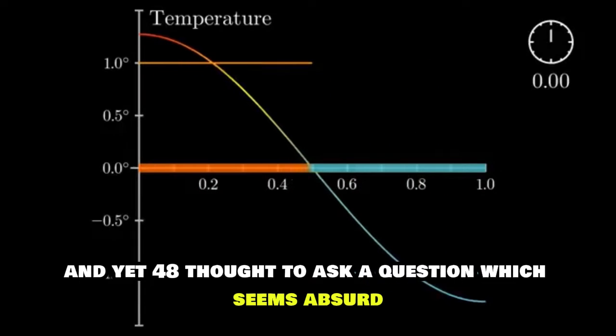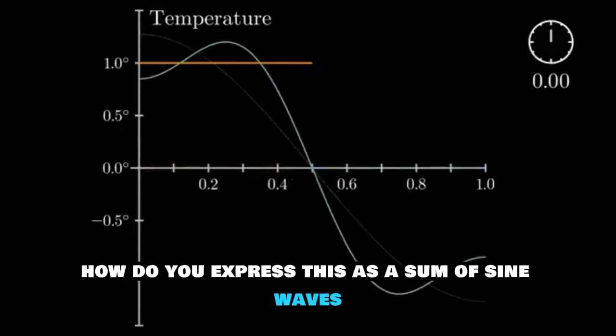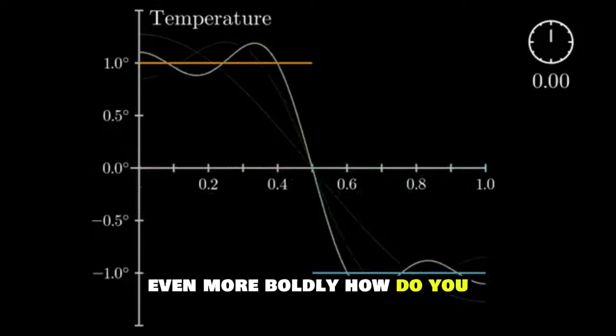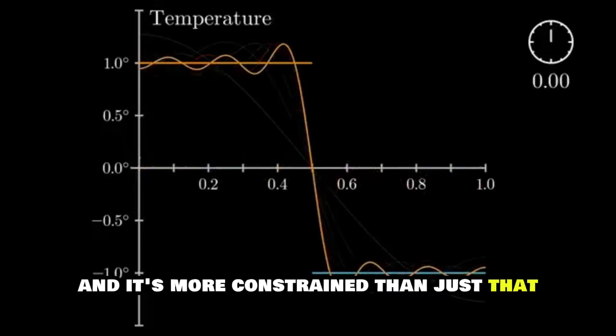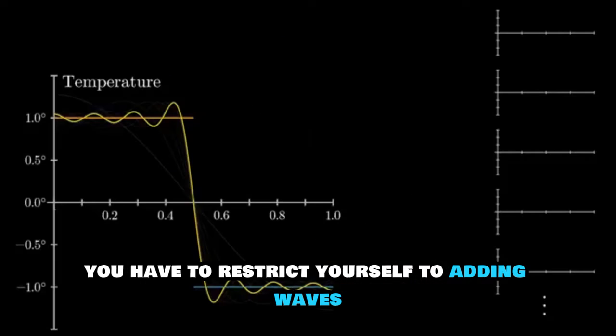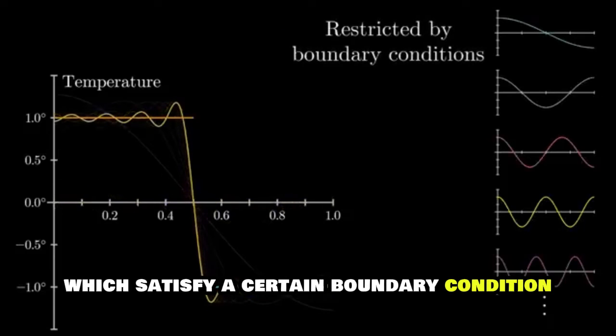And yet, Fourier thought to ask a question which seems absurd. How do you express this as a sum of sine waves? Even more boldly, how do you express any initial distribution as a sum of sine waves? And it's more constrained than just that. You have to restrict yourself to adding waves which satisfy a certain boundary condition.